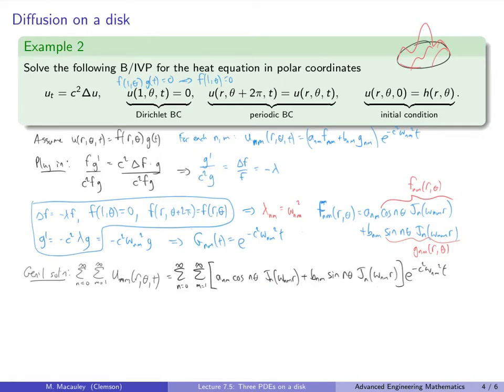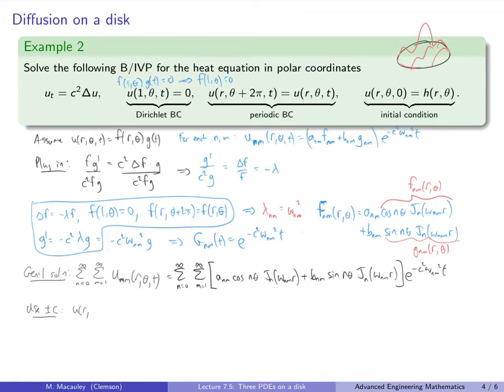What have we not done yet? We've used the Dirichlet conditions. We use that here. We use the periodic conditions. We have not used the initial condition. So this describes all possible solutions to the heat equation before we specify the initial conditions, only subject to that it's 0 at the boundary. So now let's use the initial condition.